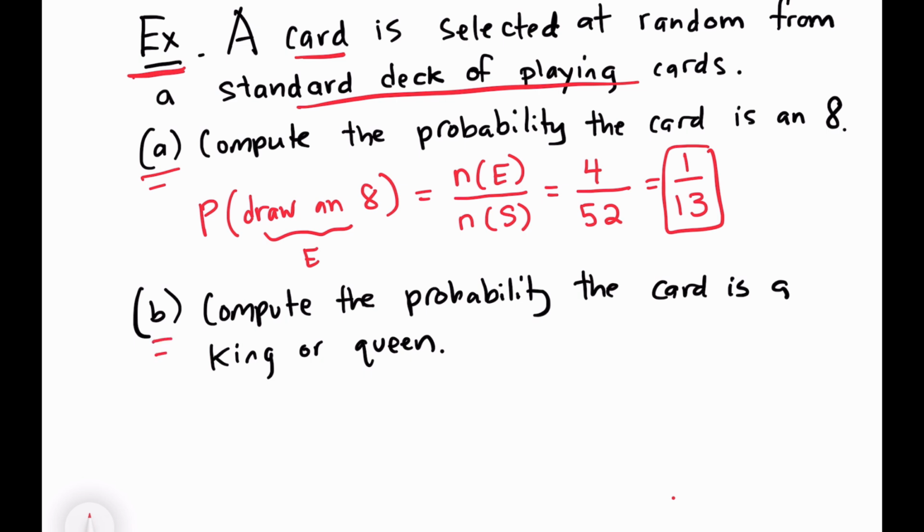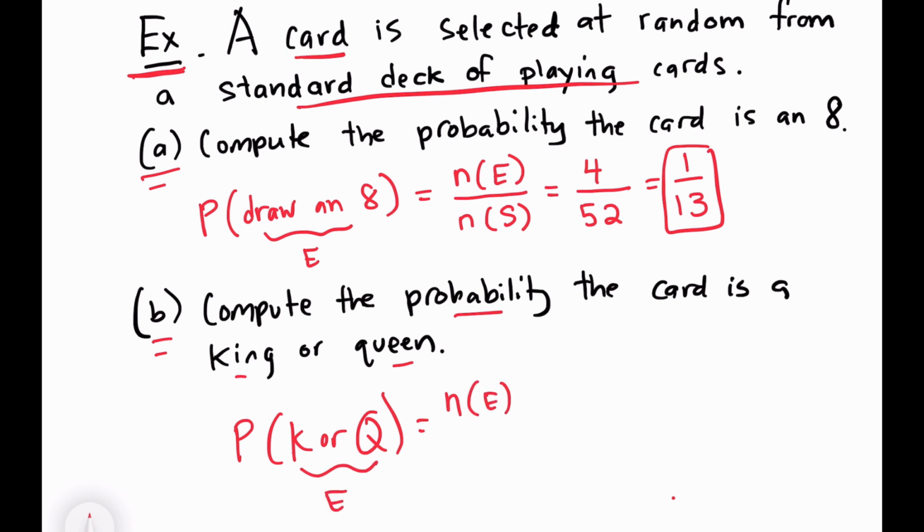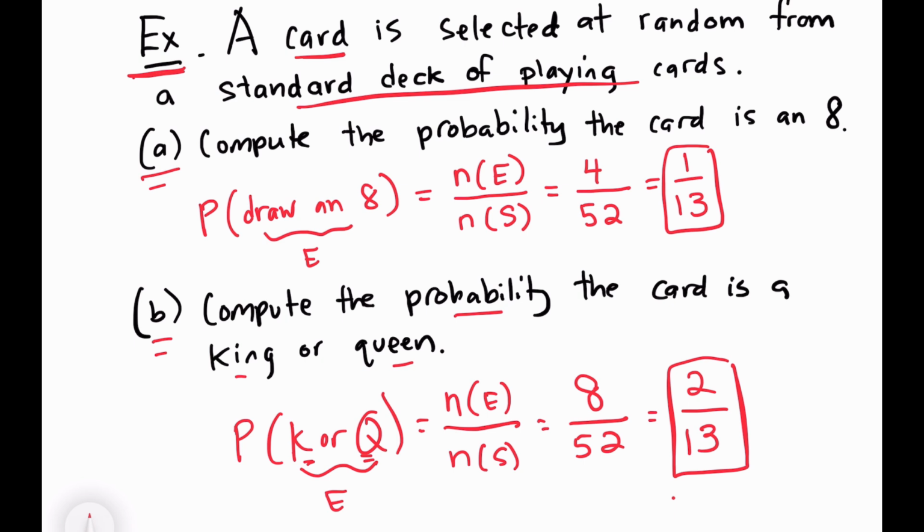Okay, let's move to part B. Compute the probability the card is a king or a queen. So probability king or queen, and let's call this event E. So we already looked at the deck of cards. So we know that there are 52 cards and there are 4 kings and 4 queens. So there are 8 cards that could be drawn that would satisfy this. So 2/13 is our probability.